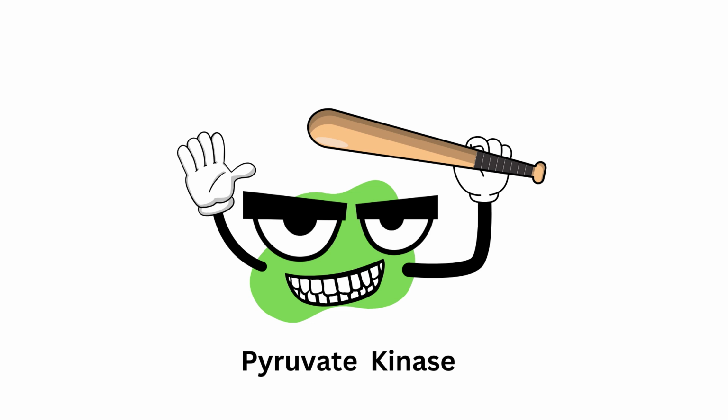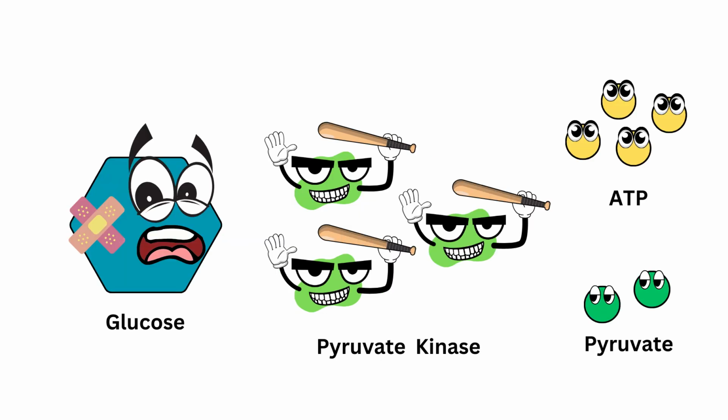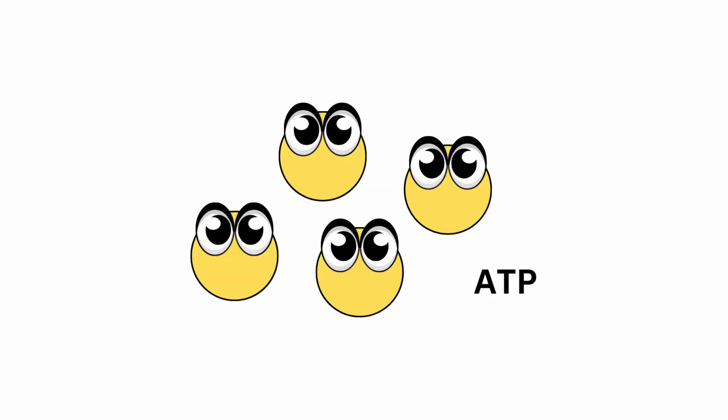What is pyruvate kinase? Pyruvate kinase plays a pivotal role in extracting energy from glucose, making it a vital component of the body's metabolic machinery. It is a crucial enzyme in the glycolytic pathway, where a series of enzymes break down glucose to produce energy. It catalyzes the conversion of phosphoenolpyruvate to pyruvate, generating adenosine triphosphate, or ATP, the energy currency of our cells.